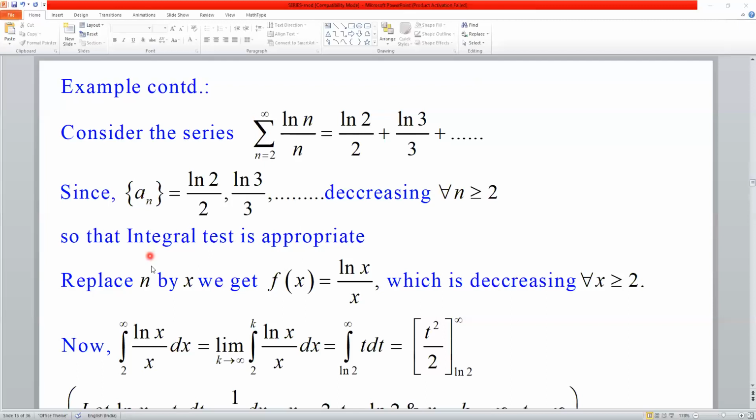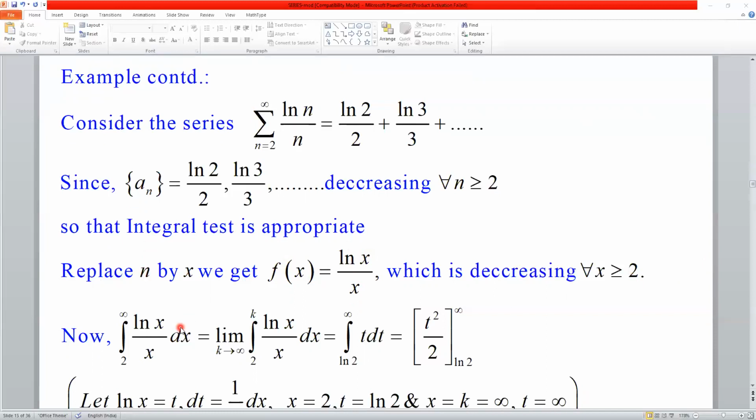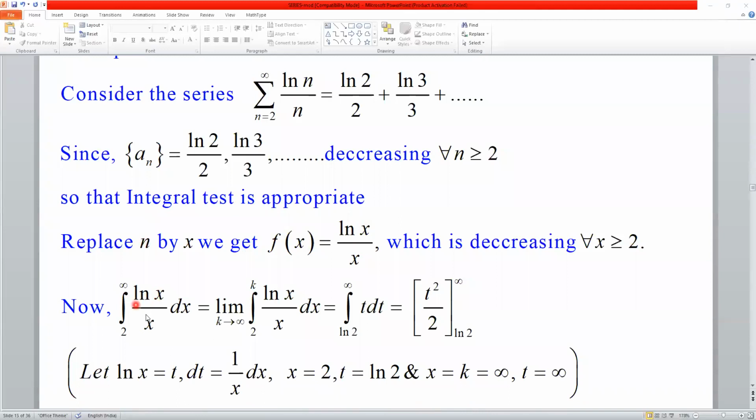For the nth term, replace n by x, we get f of x equal to log x by x. This function f of x is bounded for all x greater than or equal to 2, and moreover it is a continuous function, and it is a decreasing function for all x greater than or equal to 2. So now let us take the integration from 2 to infinity of the function f of x, f of x equal to log x by x. Let us integrate this function.